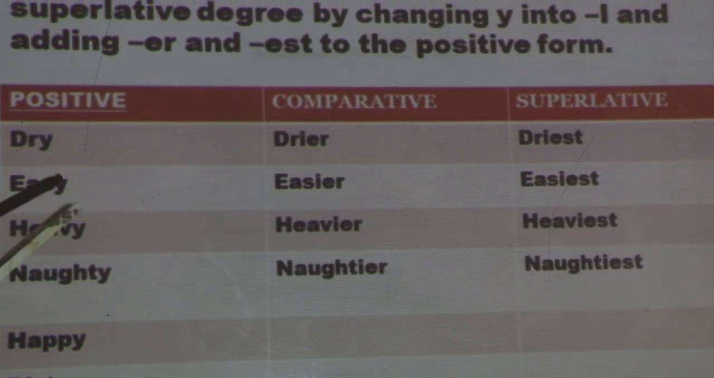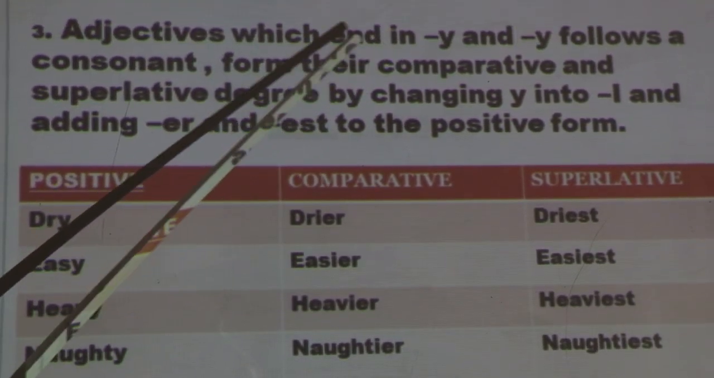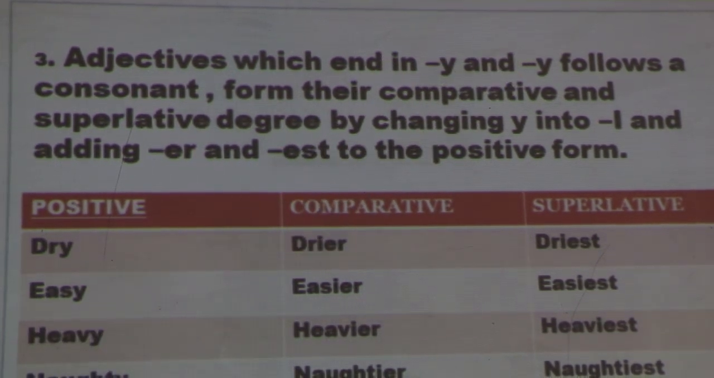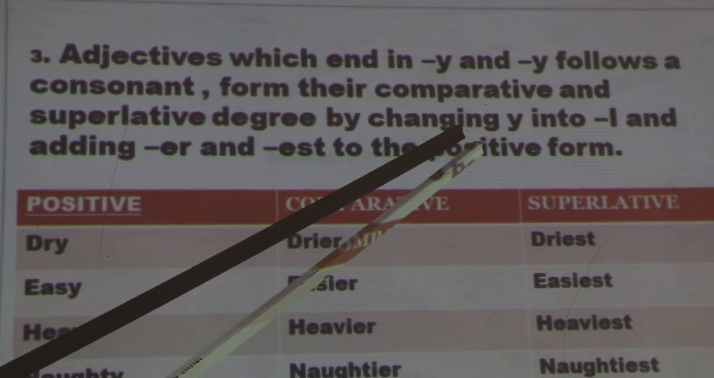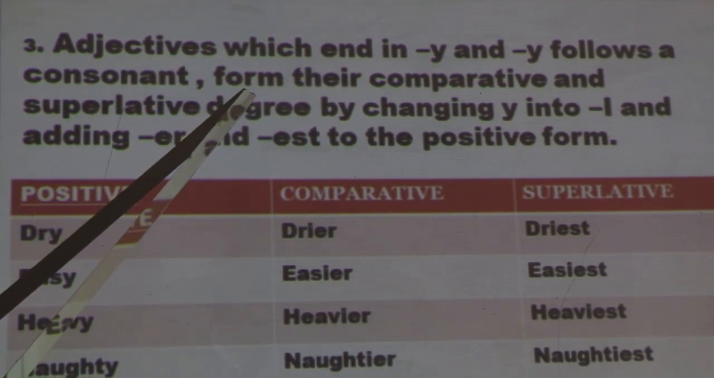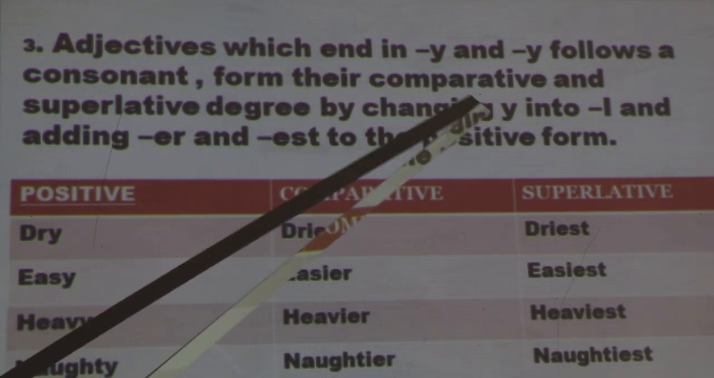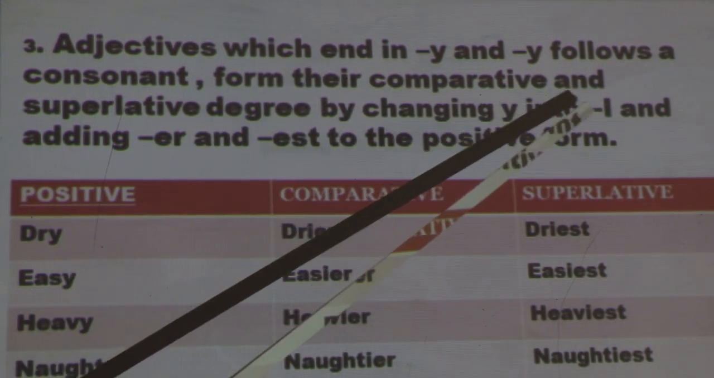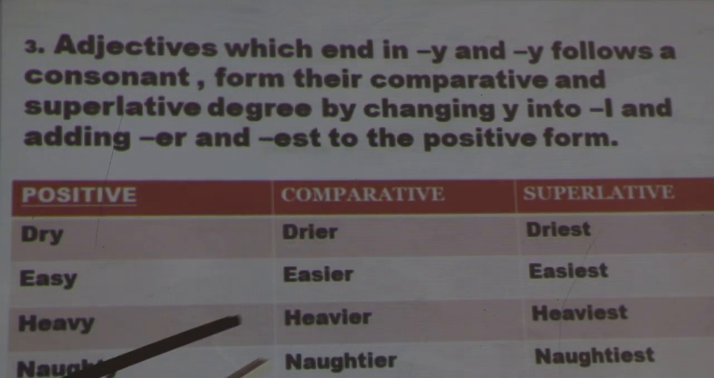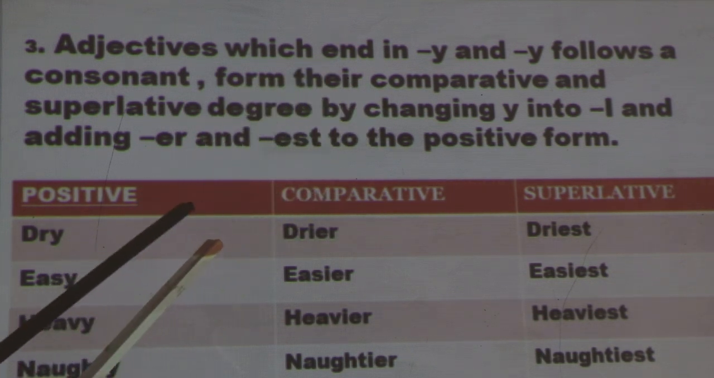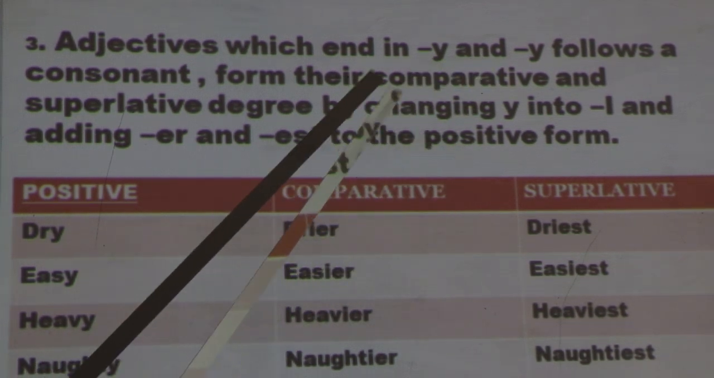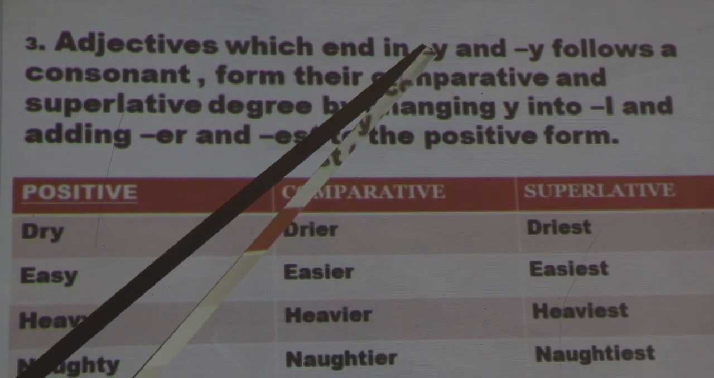The third rule is that adjectives which end in Y, and the Y follows a consonant. This Y must come after a consonant letter. For example, for their comparative and superlative degrees, you're going to change the Y into I, because normally Y is recognized as a vowel sound. I, it's E. For example, lazy, E. It's recognized as a vowel sound, although it is a consonant.